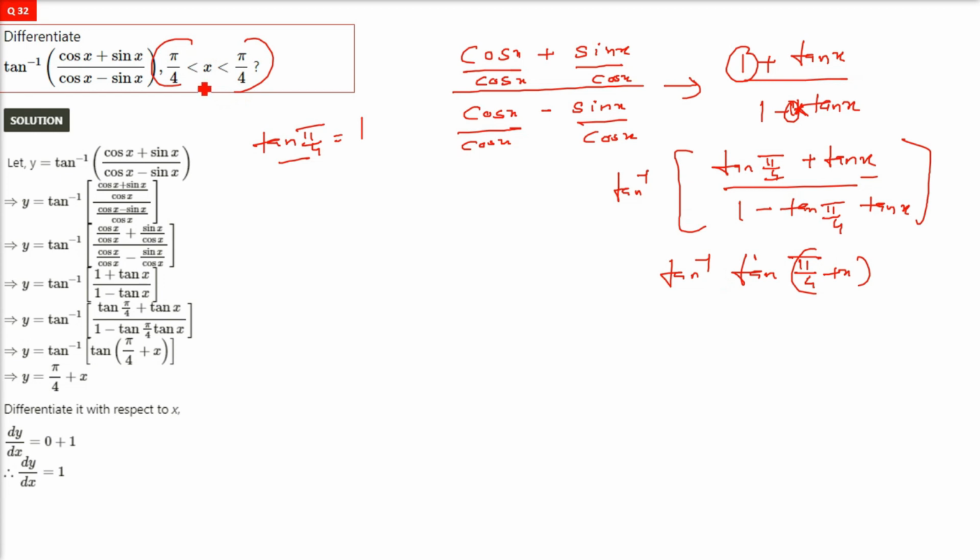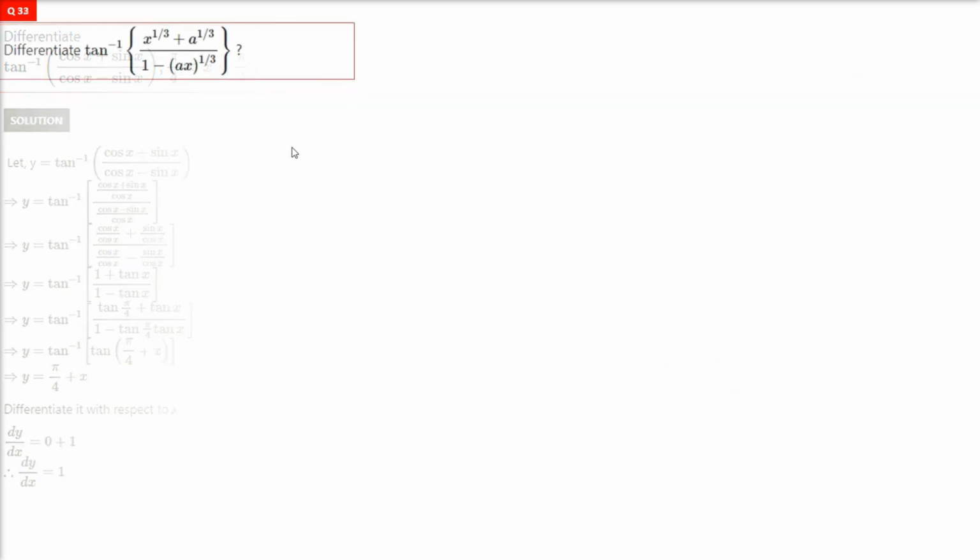Since there is no substitution being done, we have only simplified, or converted, the expression inside so that tan comes out and tan inverse gets cancelled. Pi by 4 plus x, this is y. And dy by dx is simply the differentiation of pi by 4 plus x. Pi by 4 is a constant, so it is going to be 0. Differentiation of x is going to be 1.